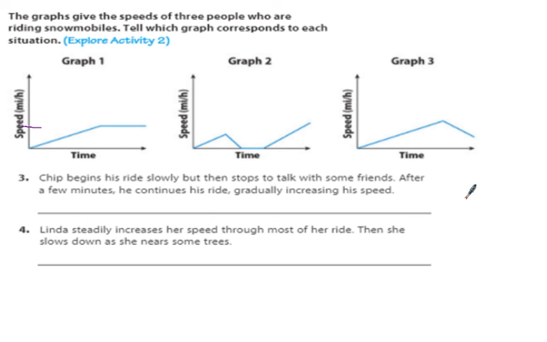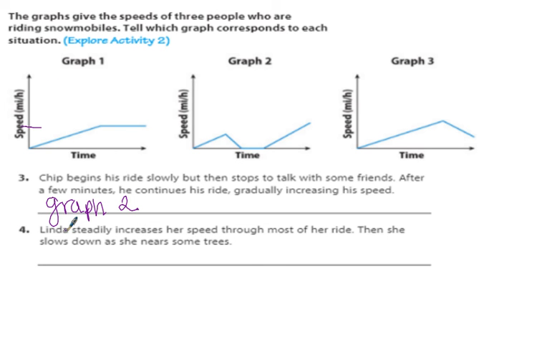So we again are looking for an increase, a no speed, stop, and then an increase again. So this is our Chip, because Chip, to stop and talk to his friends, he has to slow down first, right? So he increases, he slows down to stop to talk to his friends for a bit, and then he increases. So Chip is going to be graph 2.